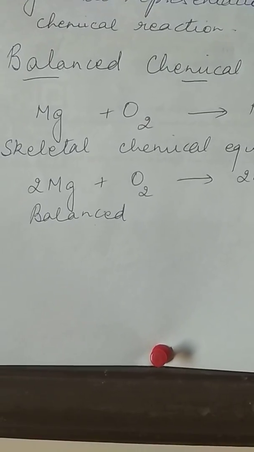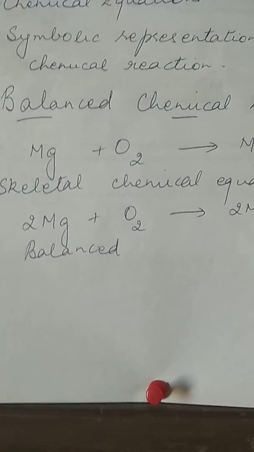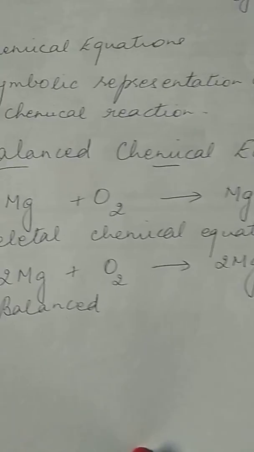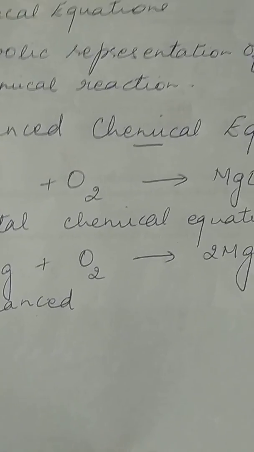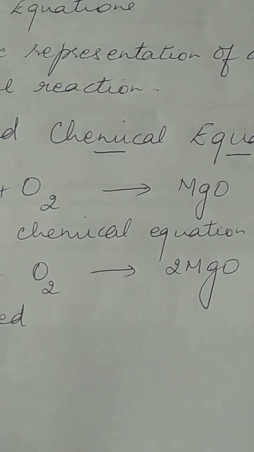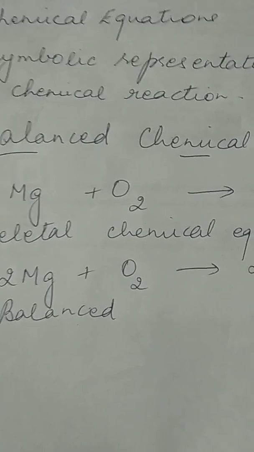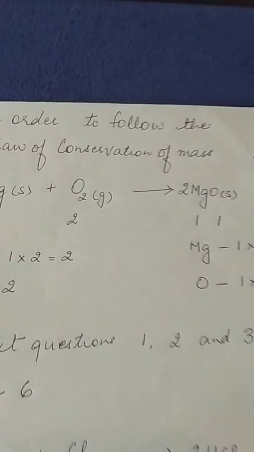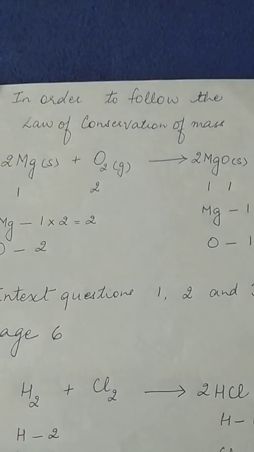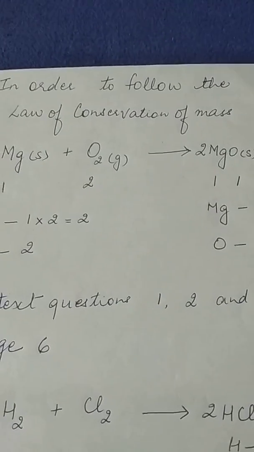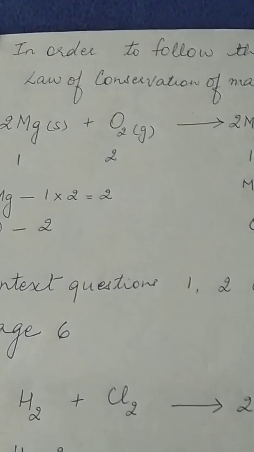What is a balanced chemical equation? An equation in which every element has the same number of atoms, both on the reactant side as well as on the product side, is called a balanced chemical equation. The next question arises: why should a chemical equation be balanced? In order to follow the law of conservation of mass, a chemical equation should be balanced.